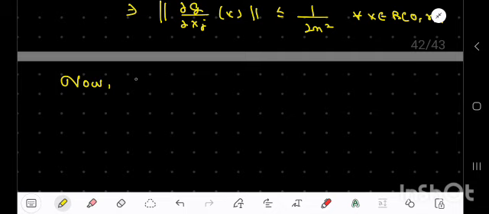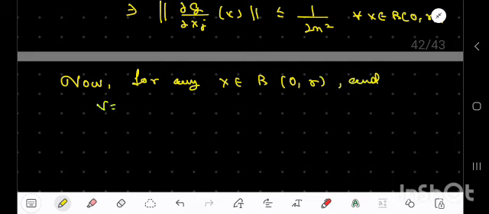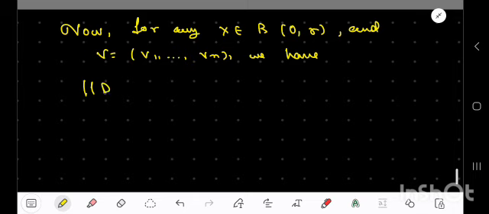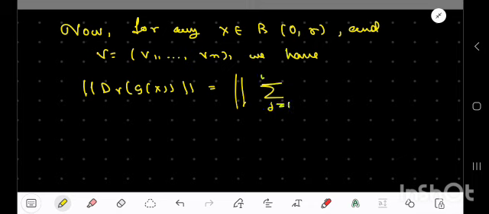So now for any x in the ball B(0, R) and some vector v, we have that the norm of the directional derivative of g at x, this should be equal to the summation j equals 1 to n. Why is it happening? Because the function f is given to be differentiable in E, right, and the ball is contained in E. That is why all this is taking place.